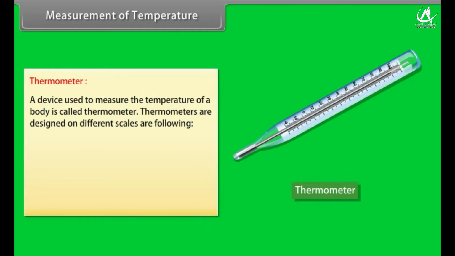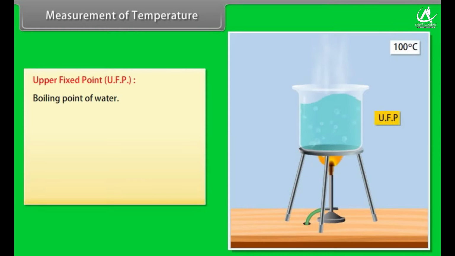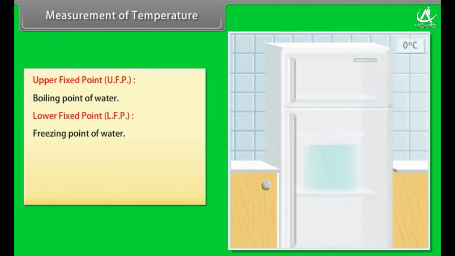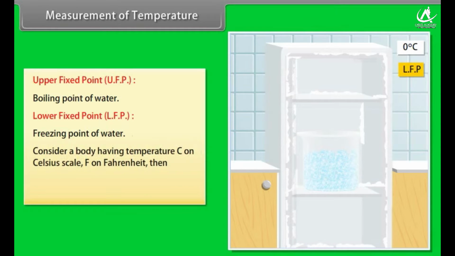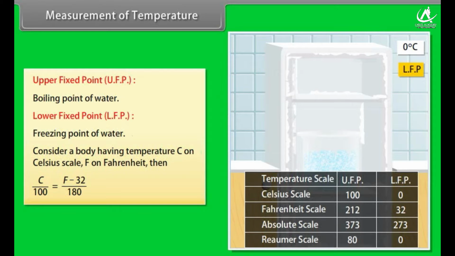Measurement of temperature. A device used to measure the temperature of a body is called a thermometer. Thermometers are designed on different scales, which are the following: Celsius scale, Fahrenheit scale, Kelvin scale, and Reamur scale. Boiling point of water is known as the upper fixed point. Freezing point of water is known as the lower fixed point. Consider a body having temperature C on the Celsius scale and F on the Fahrenheit scale. Then C/100 = (F - 32)/180.